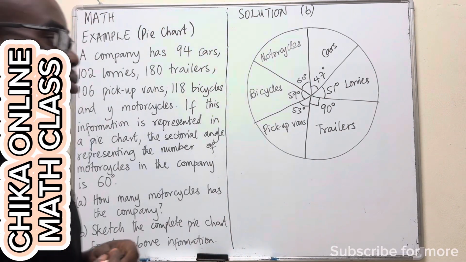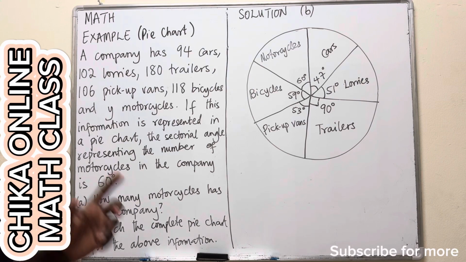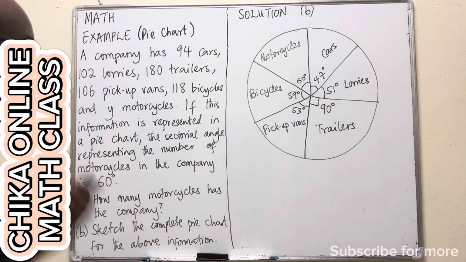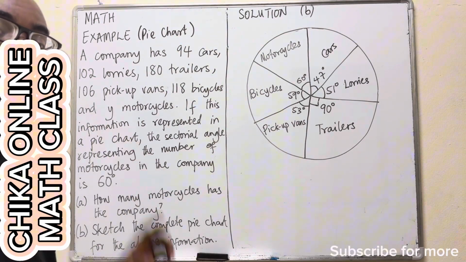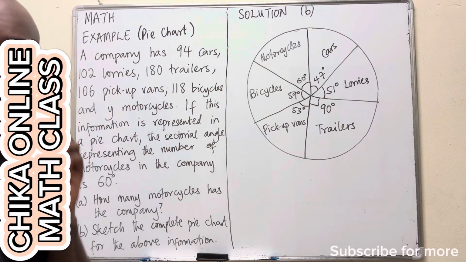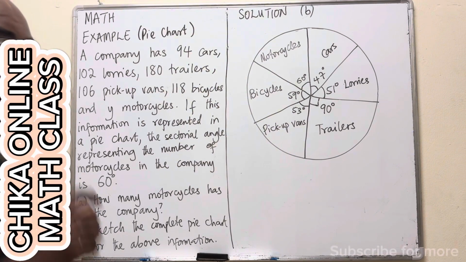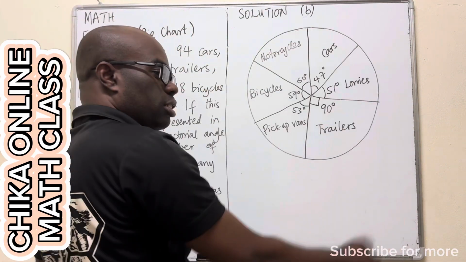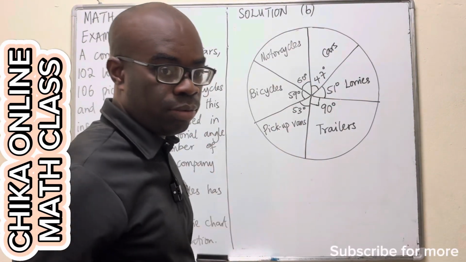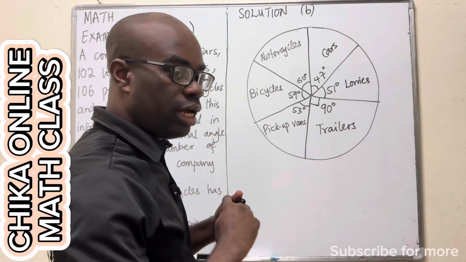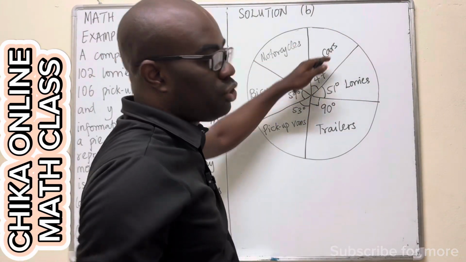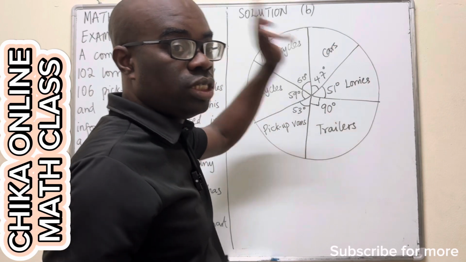So this is how to sketch the pie chart. Always remember that if you are asked instead to draw the pie chart, you have to get your protractor and your compass. Draw the circle first using your compass, then use a ruler, draw the first line, and start measuring out your angles using the protractor.